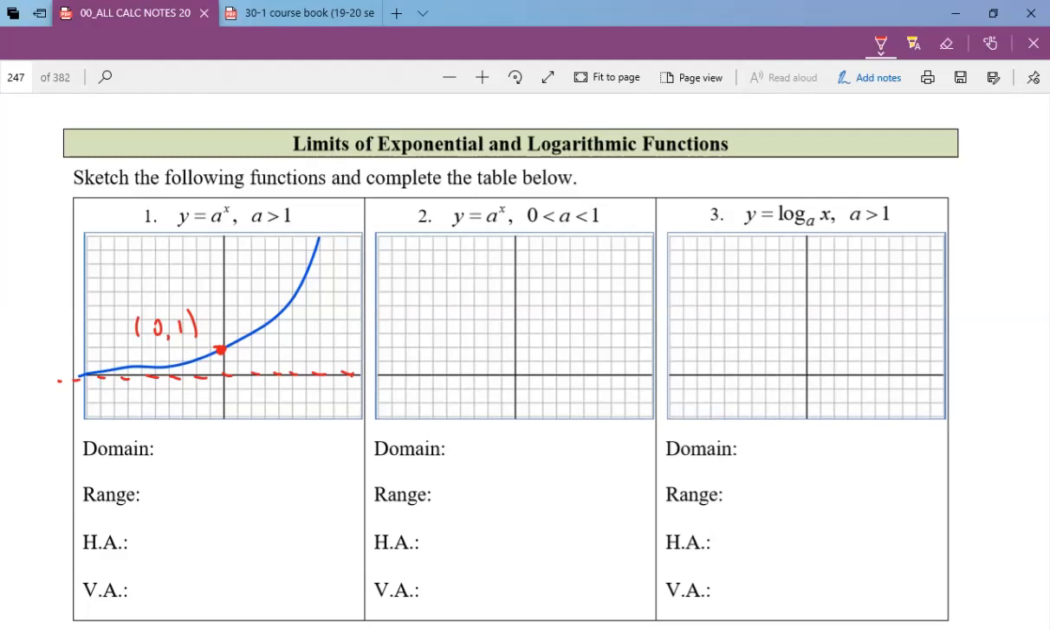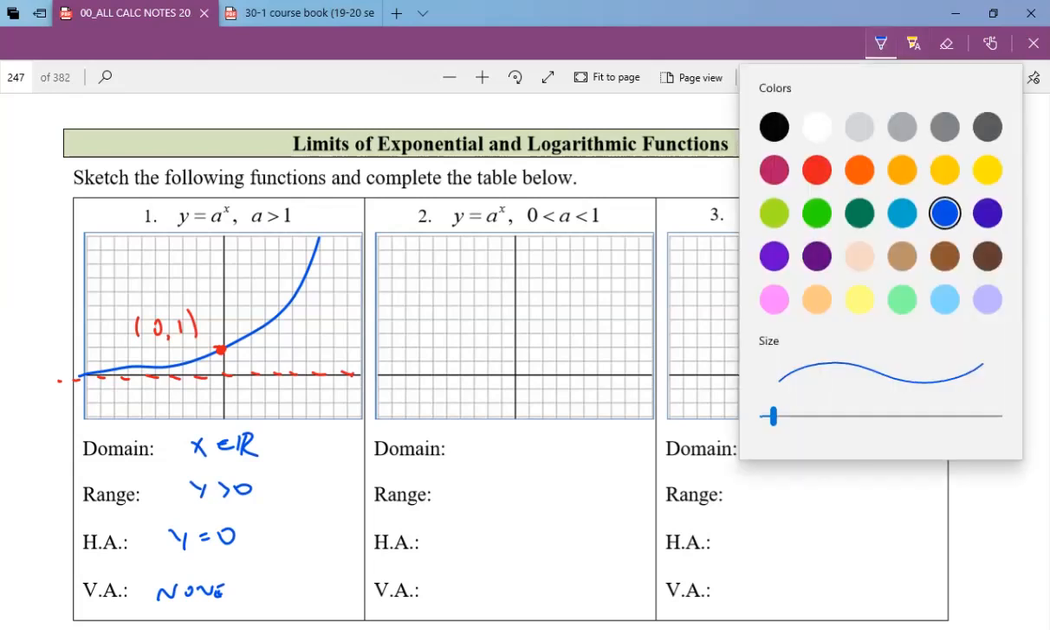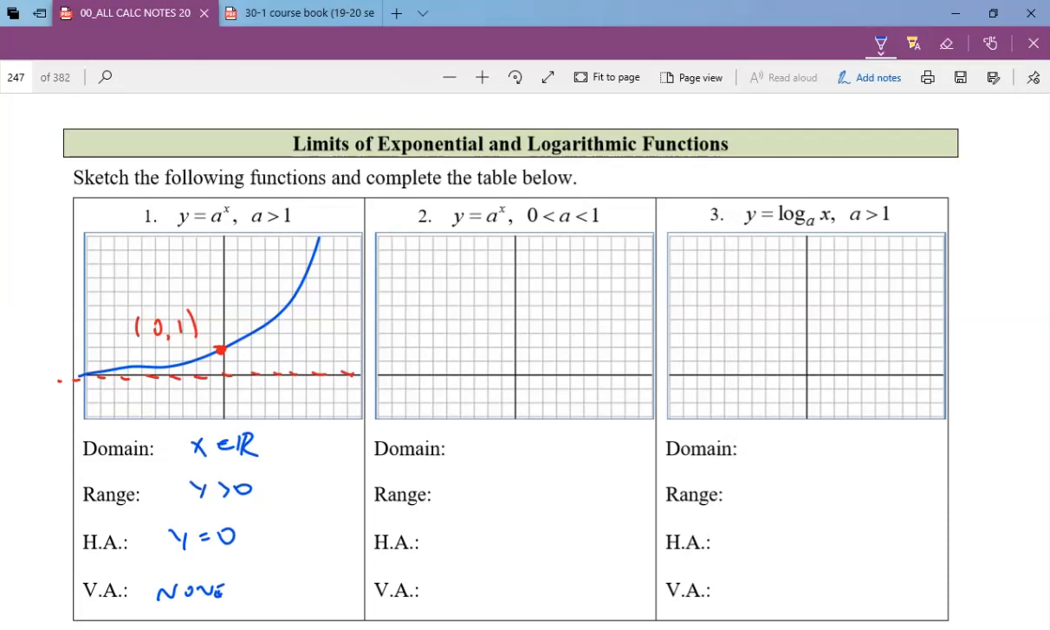The domain of this is all real numbers. The range of this is only positive numbers. We have a horizontal asymptote at y equals 0, and a vertical asymptote not at all. Okay, so this was exponential growth. We looked at bacteria growth and population growth. We looked at money and compound interest, and all of these were described by an exponential growth curve.